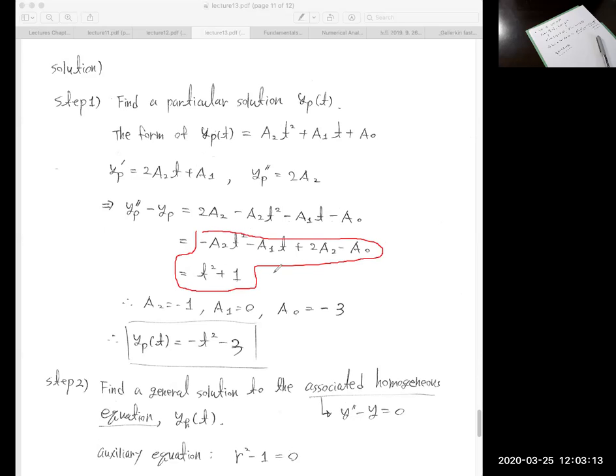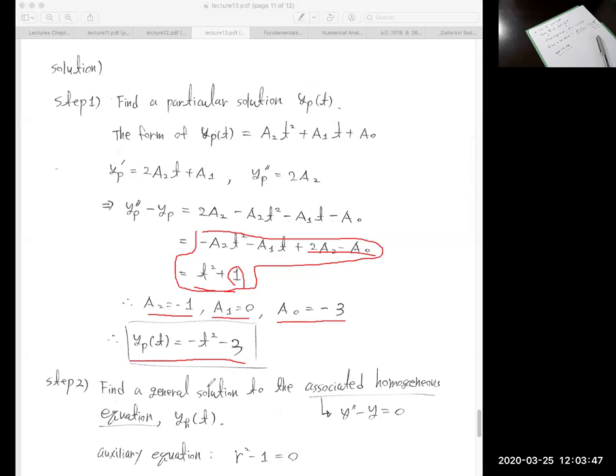So now negative a2 must be 1, right? The negative a1 must be 0, because you see, in the external force there is no t term, right? And the constant term is 1. It means that 2a2 minus a0 must be 1. So a2 must be negative 1, a1 must be 0, then a0 must be negative 3. So we got the particular solution.